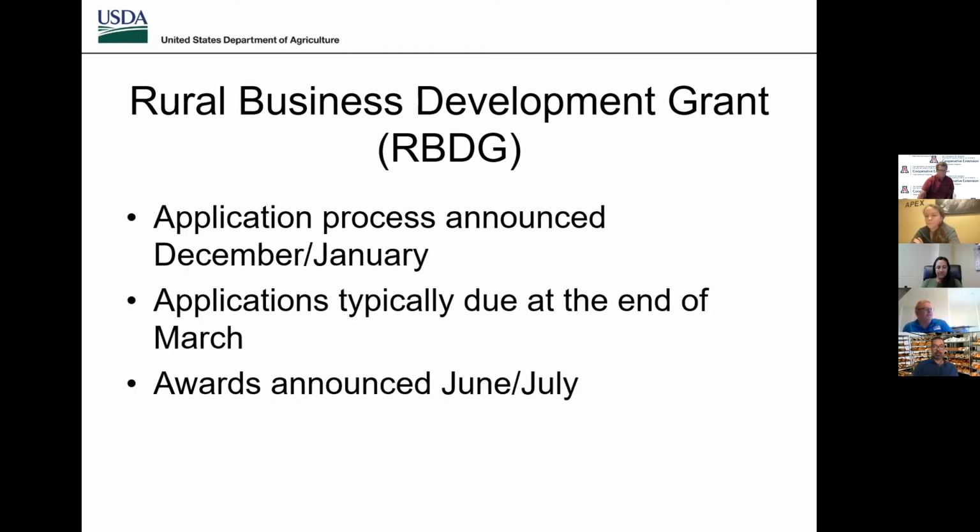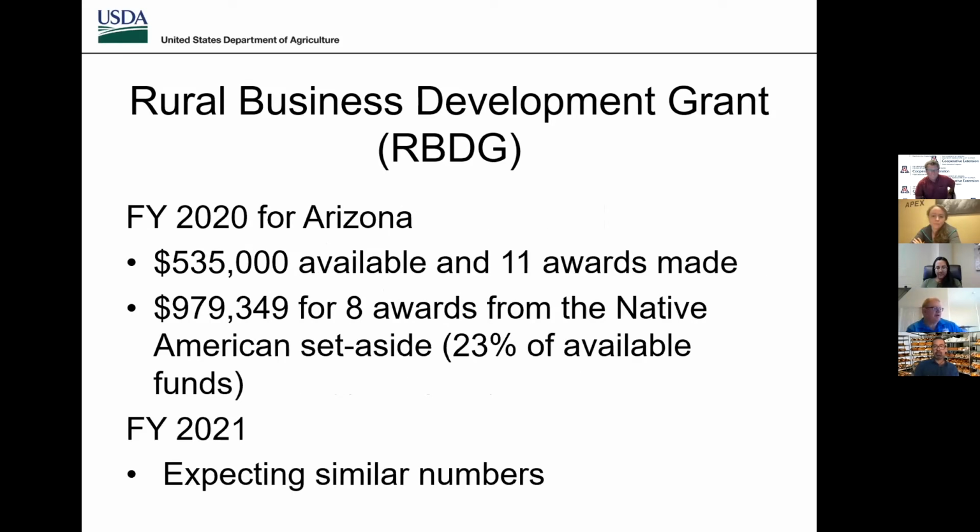Typically, the application process, the program's announced in December or January. Applications are typically due at the end of March, and then the awards are announced in June and July. So, like I said, we're waiting on some decisions from our national office.